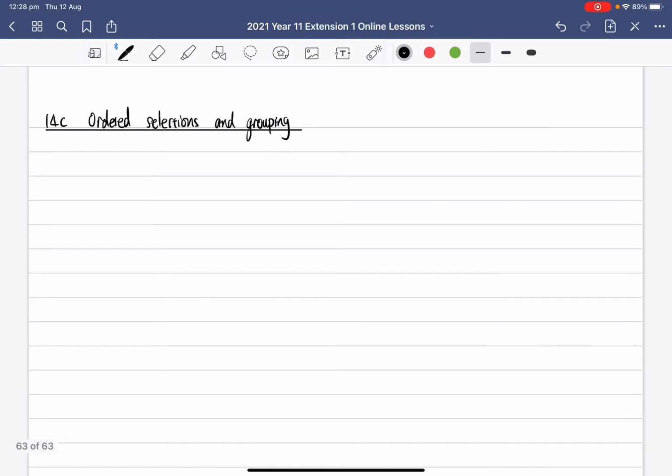Okay, so we're going to start this lesson on 14C, ordered selection and grouping. This lesson is very similar to the previous one, where we talked about restrictions. Sometimes there's a condition in the questions where three particular people want to stay together. This type of question is about grouping. I'm also going to talk about questions with complementary events, where we can use the complementary method to work out the answers.